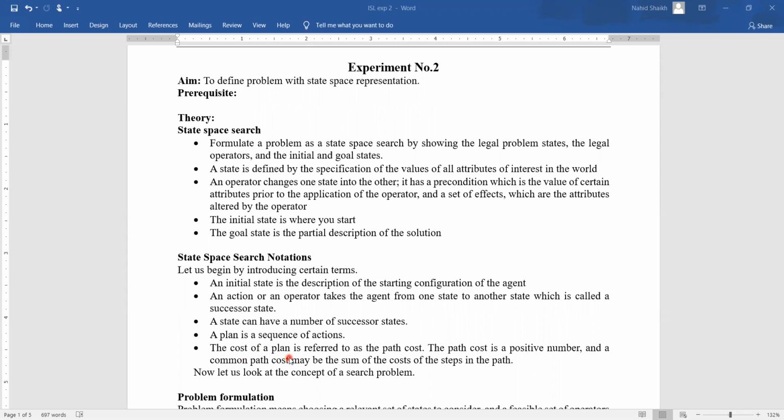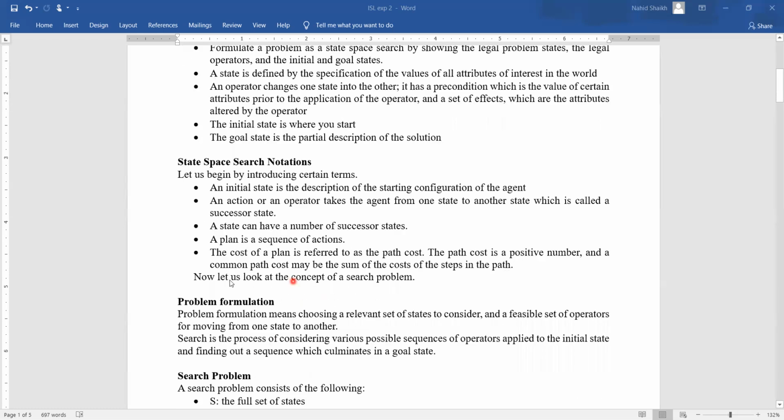The cost can be in terms of anything. If you are an agent, the cost could be the petrol you needed to reach from one location to another. It can be in terms of money, it can be in terms of time, anything. For different problems the cost can be different. Okay, so this was all about state space search.